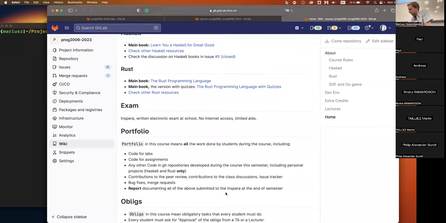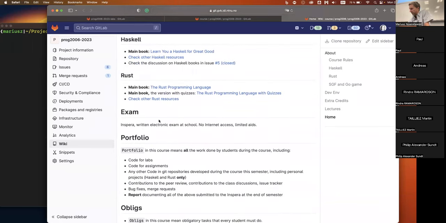So the course ends with the exam, and the exam is in Inspera, an electronic exam, and it will be administered in school unless we have Corona, and then it will be administered at home. If it is administered at school, there will be no internet access. If it's administered at home, of course, you will have internet access. So you have to be prepared that the exam might be at school, with this locked browser and so on, like you typically have for school exams, right?